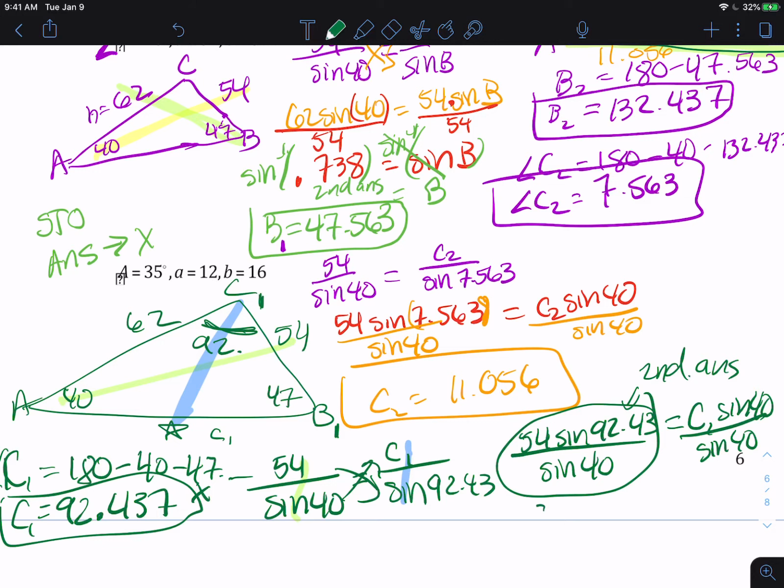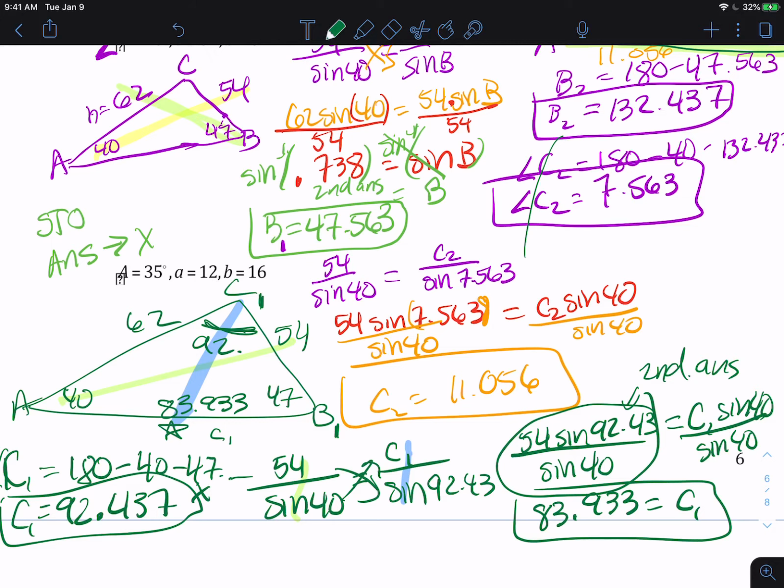So then we get 83.933 equals C1. So that means that this, oh, I can't scroll up. Good thing I have it over here. This is 83.933. So that gives us all of our missing pieces of information that we have.